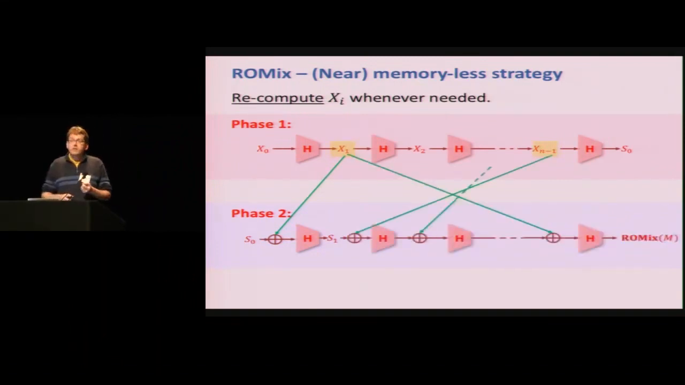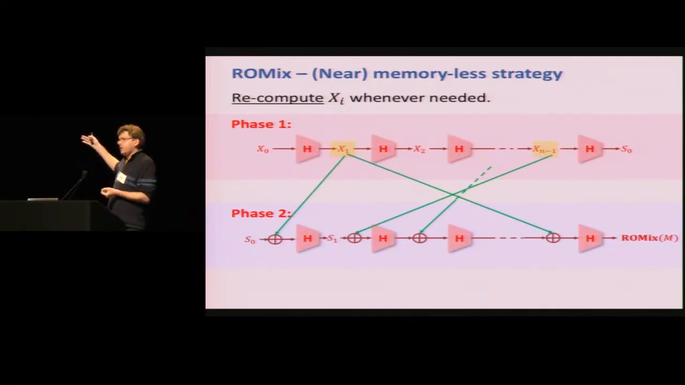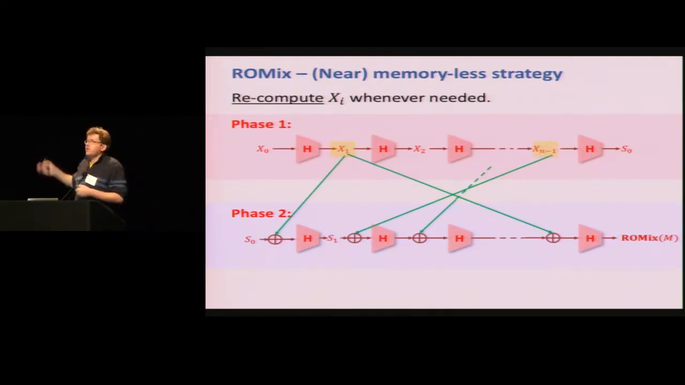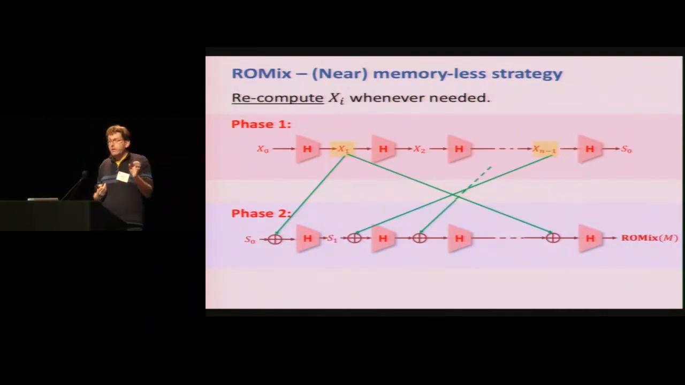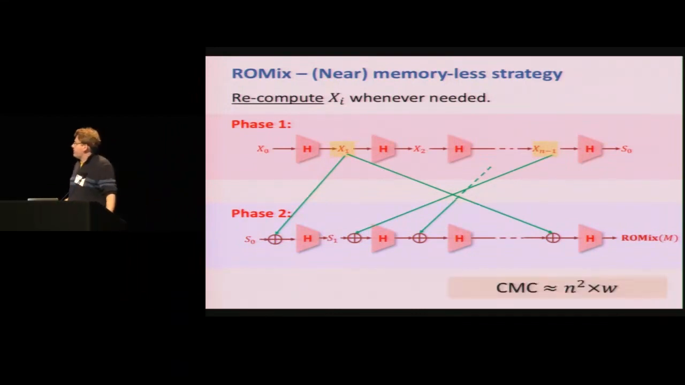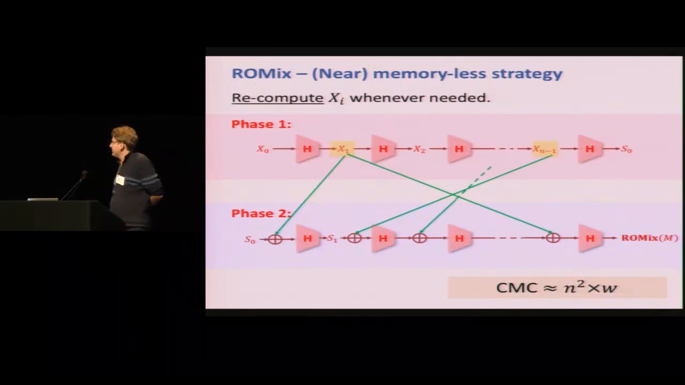Now, this recomputing can be expensive because we might have to do up to linear work to go through the chain again, so on average, say, n over 2 steps. Overall, we make n squared steps. However, the memory we keep is very small, of the order of w bits, where w is the size of the state, remember. So again, the cumulative memory complexity is something like n squared times w.